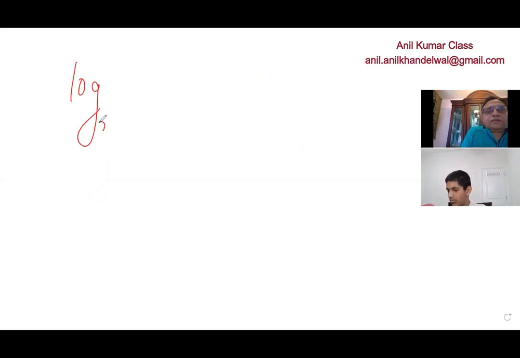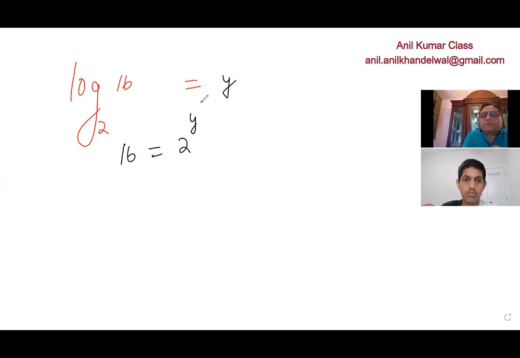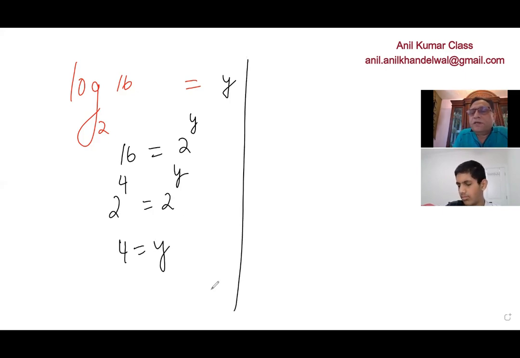Log to the base 2, let's take 2. So log to the base 2 of 16 should be equal to what? 4. 4 is correct. So if it is not known to you, you will say let it be y or some number. Then you say 16 equals 2 to the power of y, correct? And you know 16 is 2 to the power of 4, and 2 to the power of y gives you 4 equals y, correct? That is one way of doing it.